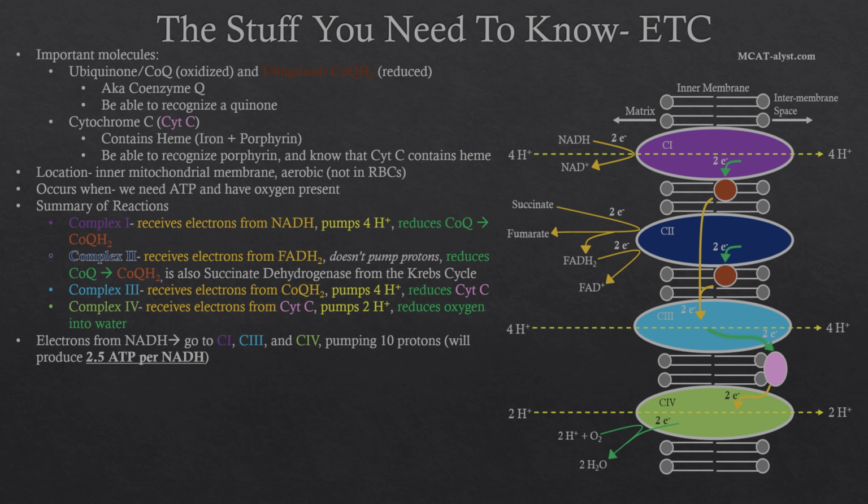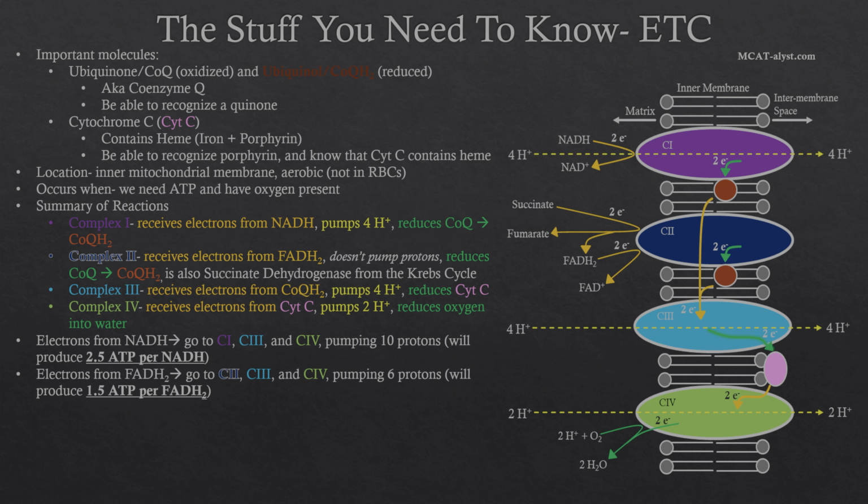So just to track the path of the electrons from NADH, they are first going to go to complex 1, then on to complex 3, and then finally on to complex 4. In the process, those electrons will have directly caused the pumping of 10 protons, which, like we'll talk about on the next slide, will end up producing 2.5 ATP. So we can produce 2.5 ATP per molecule of NADH.